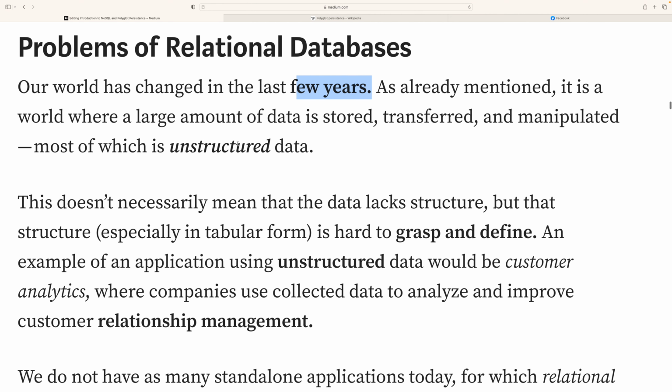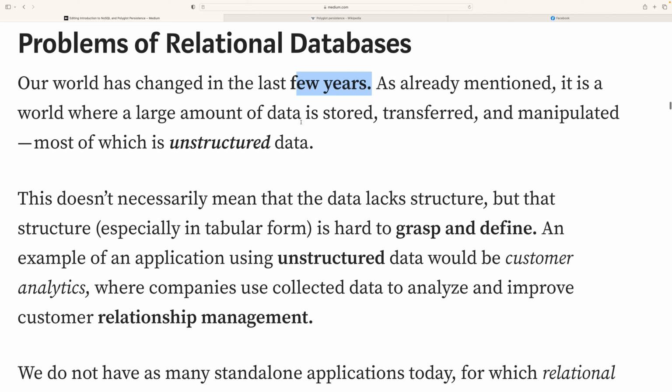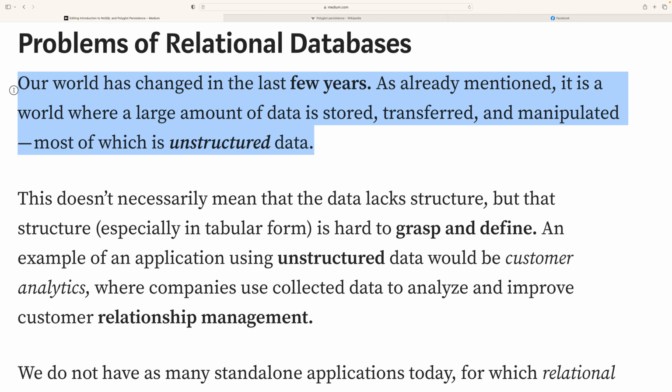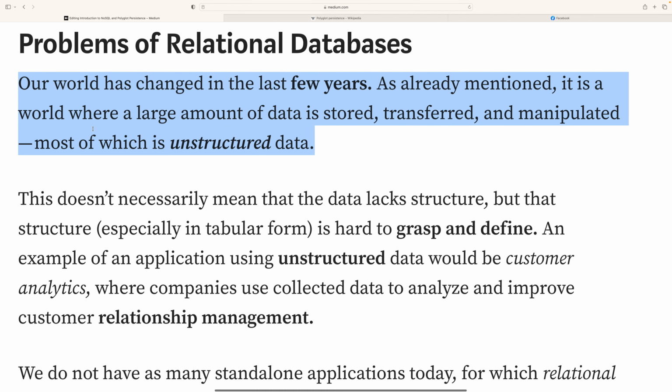As already mentioned, it is where a large amount of data is stored, transferred, and manipulated, most of which is unstructured. Previously, when we talked about entities and relations, all the data was in row and column format. Now it is unstructured, meaning it doesn't have a fixed format. Today it comes as 5 columns, and tomorrow some text or something else.